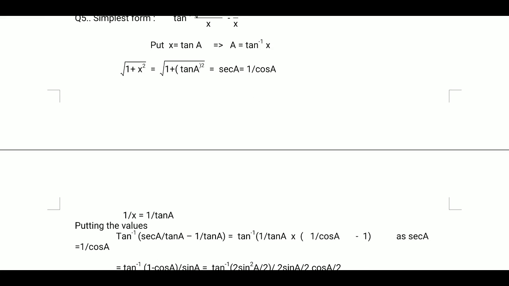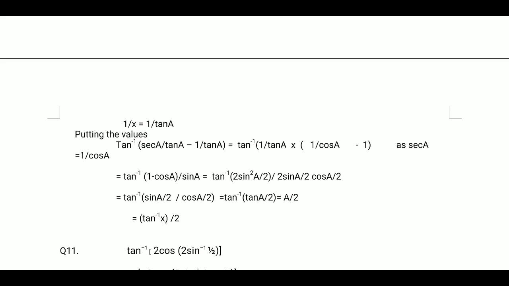And in a similar way 1 upon x becomes 1 upon tan a. Now putting these values, we get tan inverse of sec a upon tan a minus 1 upon tan a, that is equal to tan inverse of 1 upon tan a common, multiplied by 1 upon cos a minus 1, as sec a is 1 upon cos a. This is equal to tan inverse of 1 minus cos a upon sin a. After calculation we get this.